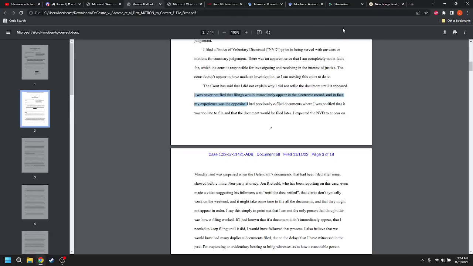for an attorney. I just know that when attorneys file it, it generally speaking pops up almost instantly, if not instantly. I've previously e-filed documents where I was notified that it was too late to file and the documents would be filed later. Yeah, you have until midnight, I think. So the question is, did you get the notification on this one? So he previously got this notification, the documents would be filed later, but did you get it this time?